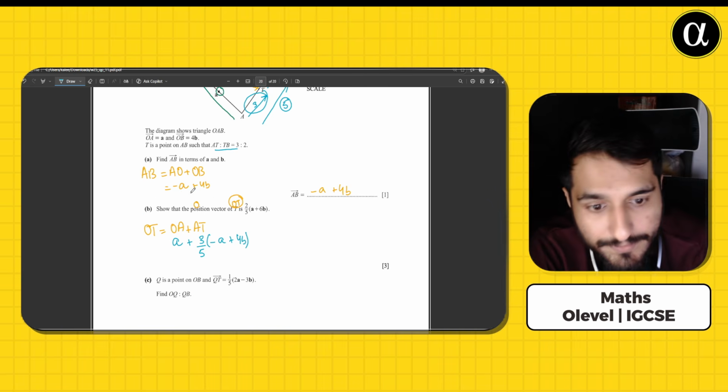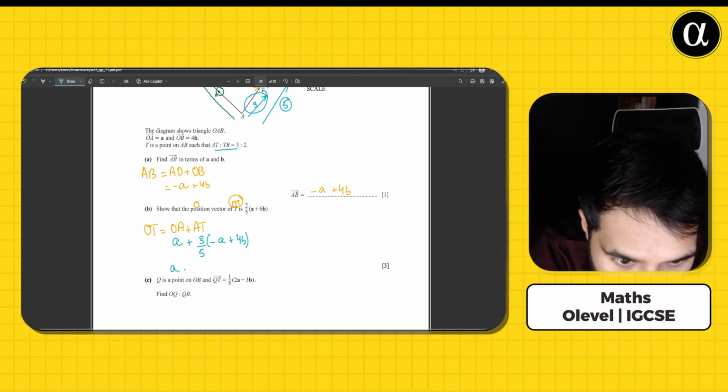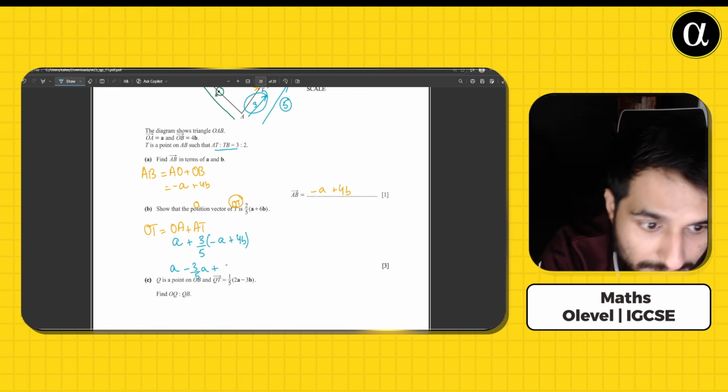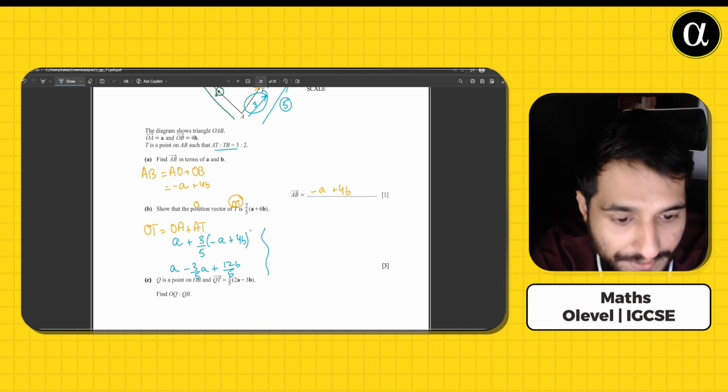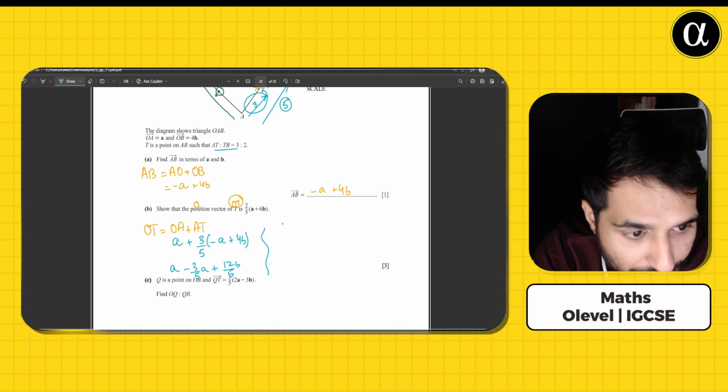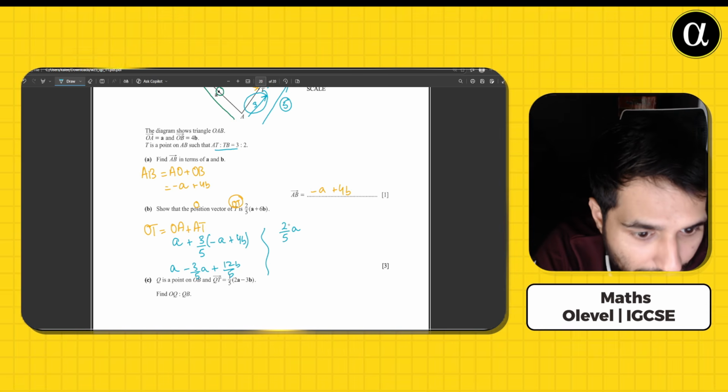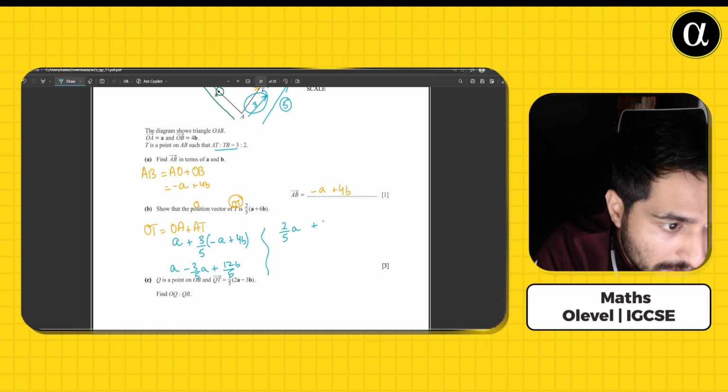When we solve this further, it's going to be A minus 3 over 5 of A and plus 12 over 5 of B, right? When we simplify this further, it's going to be what? A minus 3 over 5 is what? That is 2 over 5 of A and plus 12 over 5 of B.